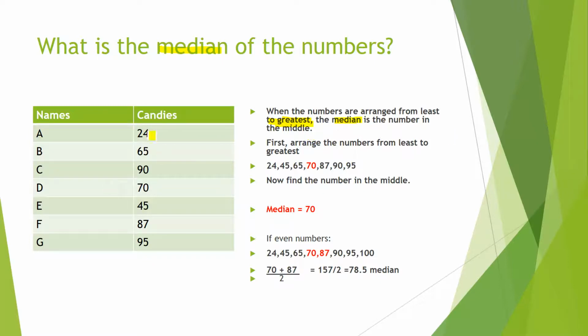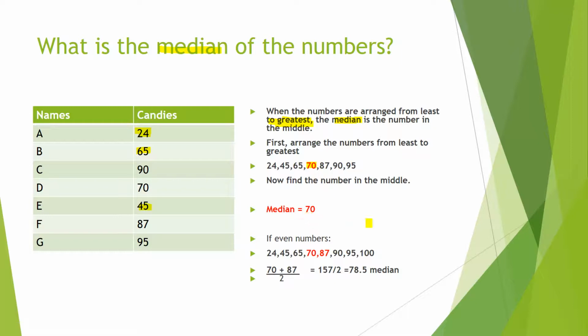So these are the 7 numbers: 1, 2, 3, 4, 5, 6, and 7. You have to arrange these numbers in order. The first is 24, then 45, then 65, and so on: 70, 87, 90, and 95. Which number comes in the middle? 70 comes in the middle. These are odd numbers, 7 numbers in total, so we leave 3 numbers on the right side and 3 on the left side. The middle is 70. If it is odd, it is very easy, the center one.